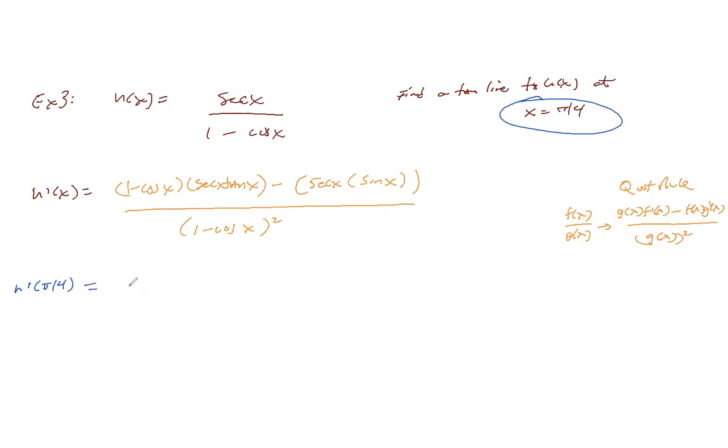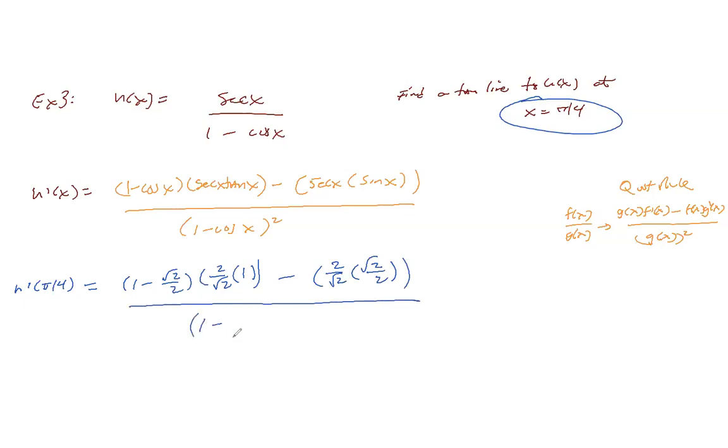Pi over 4, hopefully you recognize, is a 45-degree angle. In this case, I'm assuming that you recognize what your trig values are and how to evaluate them. We'll have a cosine of pi over 4, which is root 2 over 2. The secant, which is the inverse of cosine, 2 over root 2, times the tangent of pi over 4, which is a lovely 1. Secant of pi over 4, 2 over root 2. Sine of pi over 4, root 2 over 2. 1 minus cosine of pi over 4, root 2 over 2, square that.